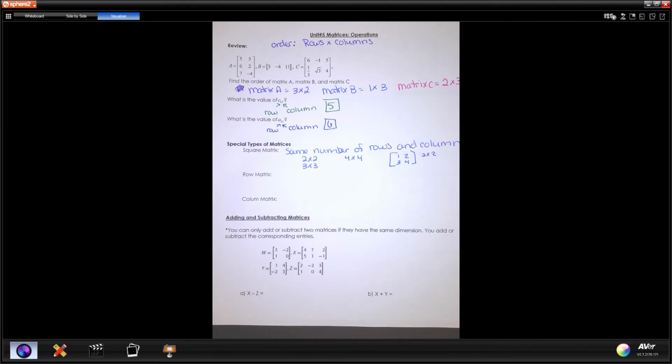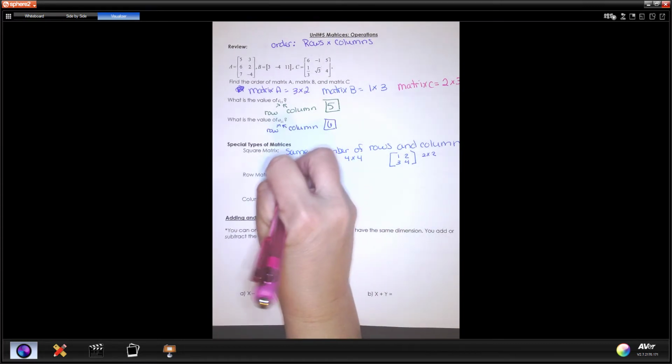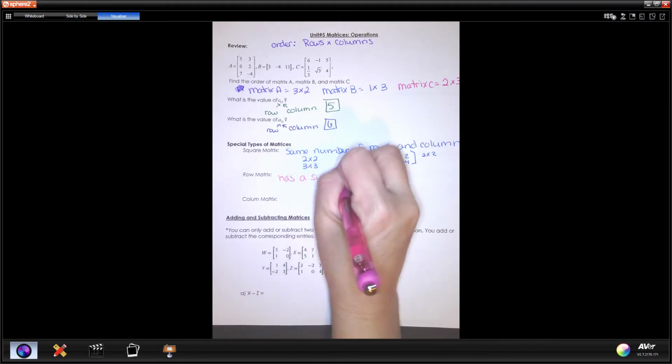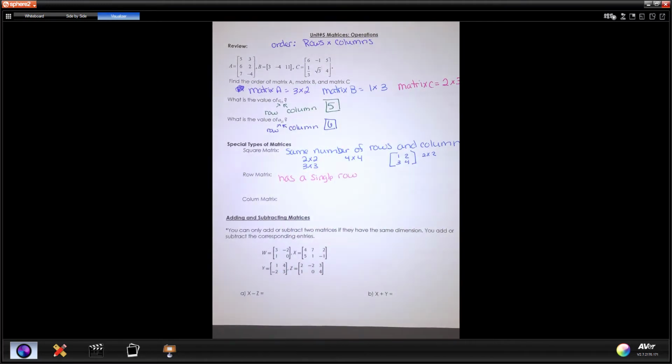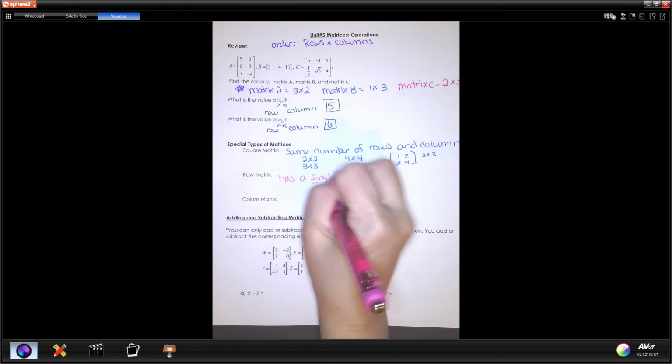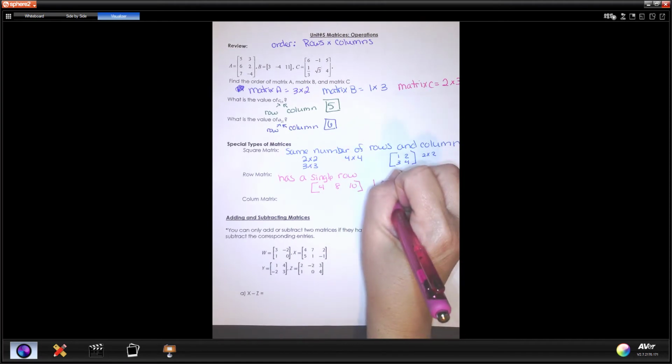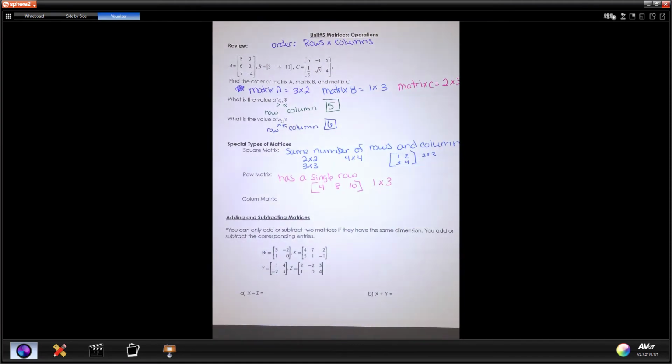We also have what is called a row matrix. A row matrix just has a single row. So that would be something like 4, 8, 10. So this is 1 by 3.